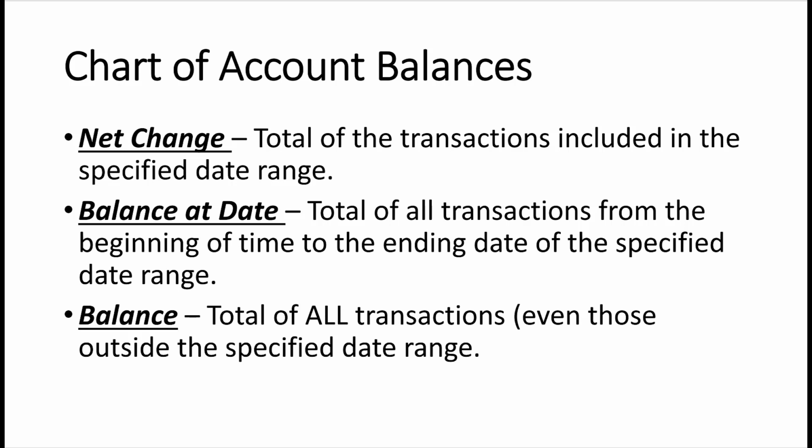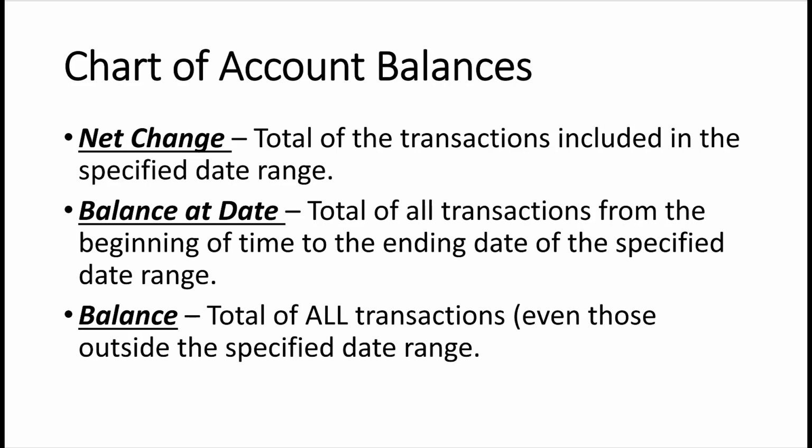The net change column is going to be a total of all of the transactions for that account that are included within the specified date range. And when we go over to Business Central, I'll show you where that date range is entered. The balance at date column is going to show you a total of all the transactions from the beginning of time up until the last date of the specified date range. And even if that date range is just one particular date, it's going to show you all the transactions up to that date. The balance column is going to be a total of all transactions, regardless of posting date, even those before or after the specified date range.